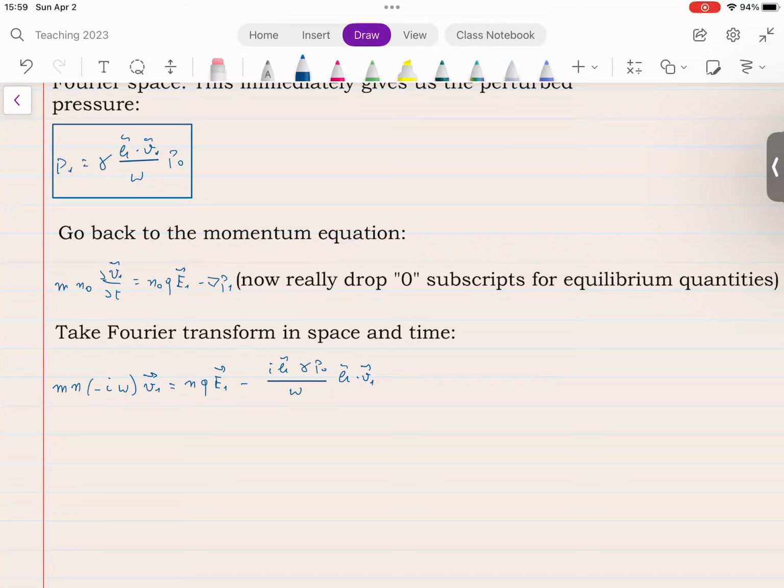Well, that's as good as any way to write this, but let me write it in a more elegant way. Minus i omega, let me get that in front, m times n times v1 is equal to n times q times e1, and here the issue is, well, let me write it this way, minus i gamma over omega p0 k to be 1.